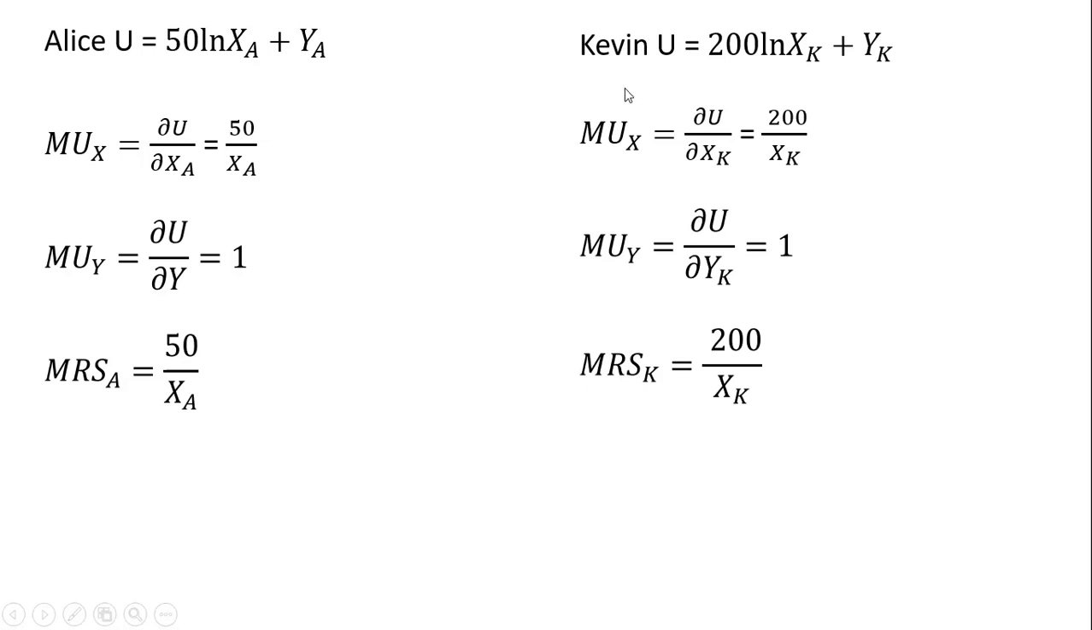For Kevin, his marginal utility of good X is going to be 200 divided by units of good X. The marginal utility of good Y here is pretty simple. It's just 1. So again, taking the marginal utility of good X and dividing it by the marginal utility of good Y, we get 200 divided by X. Next thing we're going to do is set those marginal rates of substitution equal to one another.